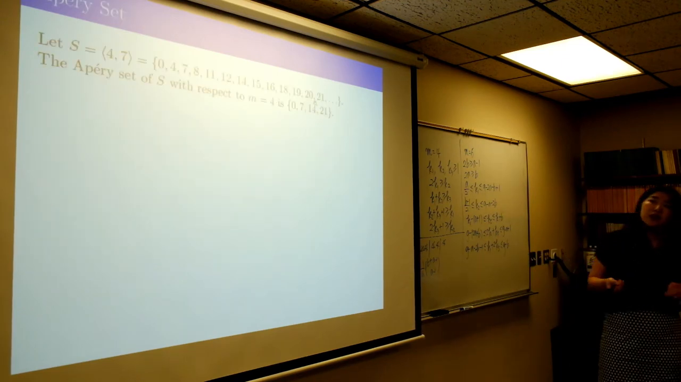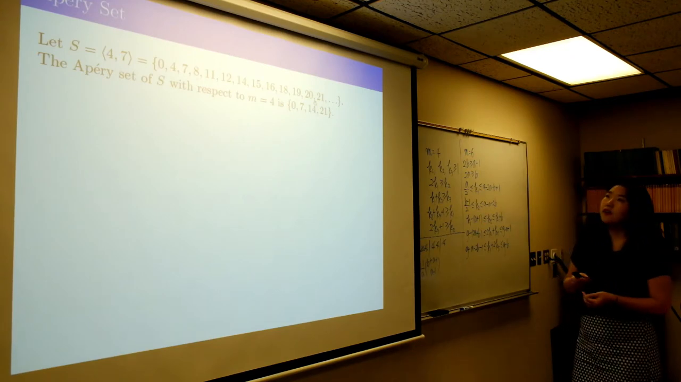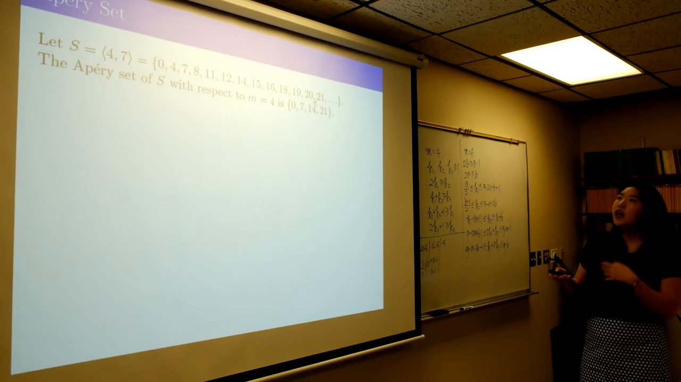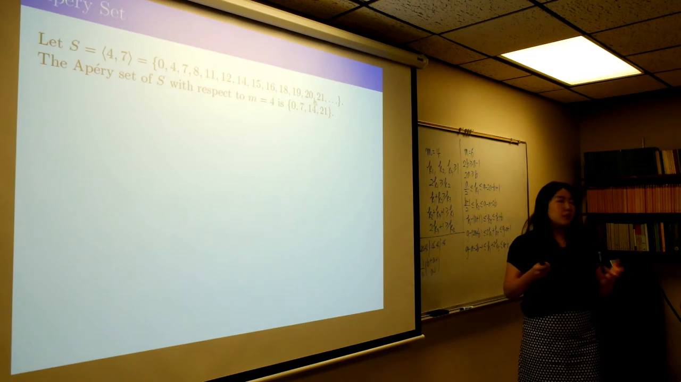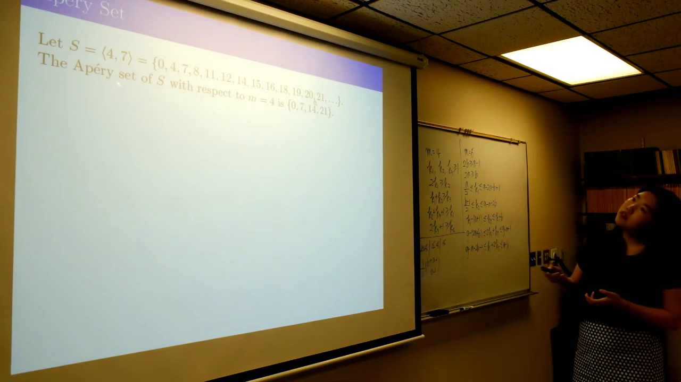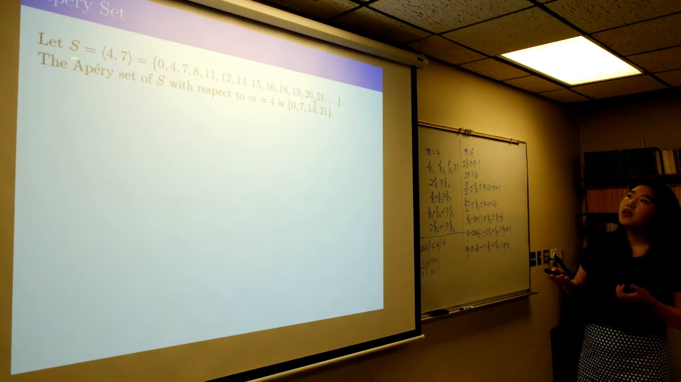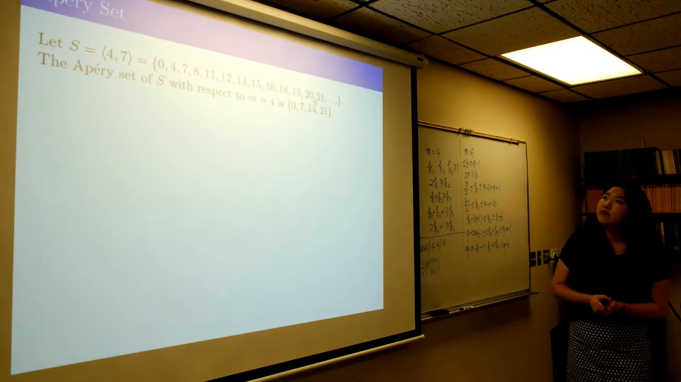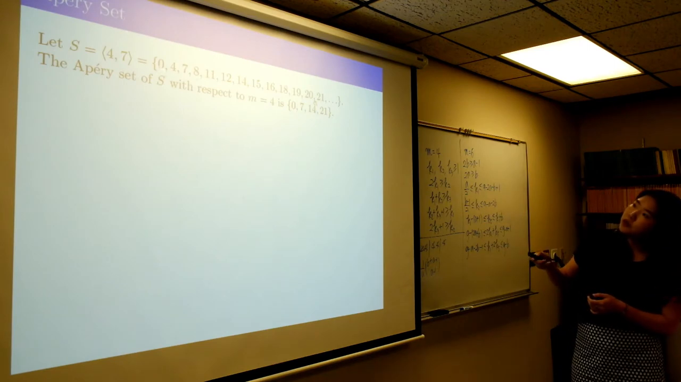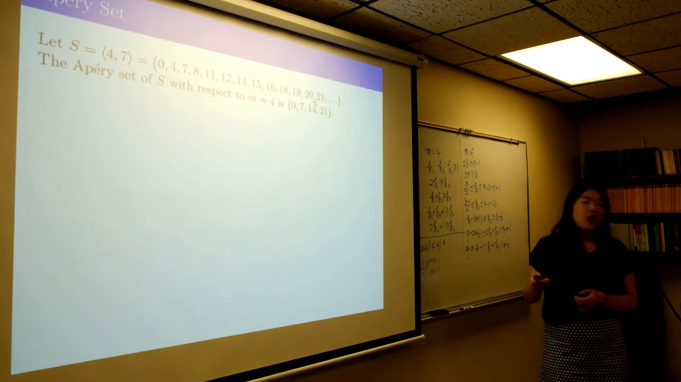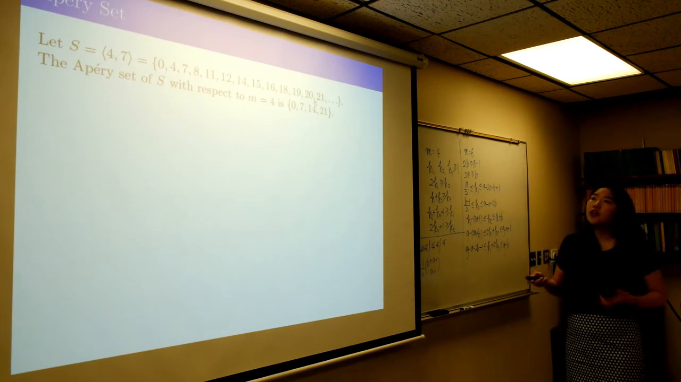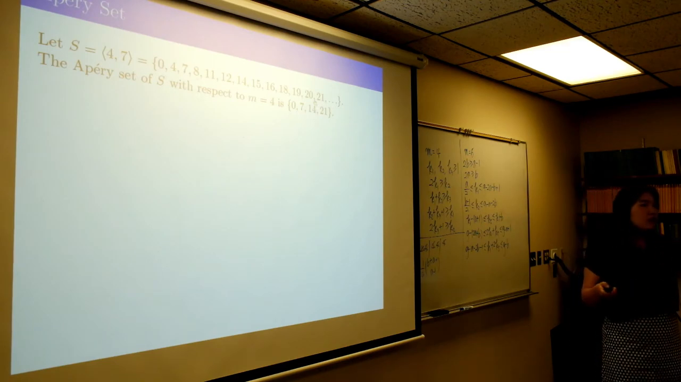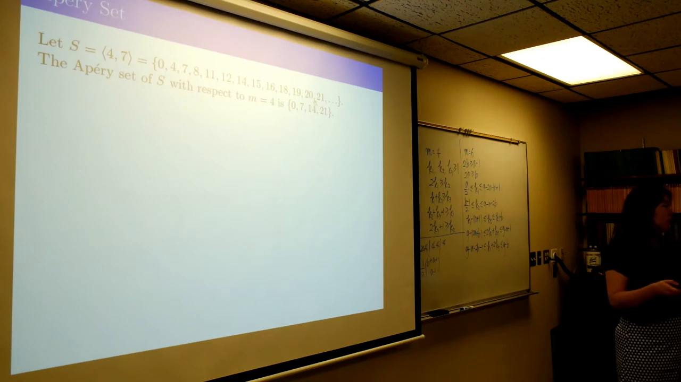To explain Kunz's theorem, I have to explain the Apéry set. For a given numerical semigroup, we can define the Apéry set using its multiplicity. So let me explain through the example here. S is a numerical semigroup generated by 4 and 7, and here we know that the multiplicity of S is 4. So for the Apéry set, we're going to collect the elements from the numerical semigroup that are the smallest number congruent to i mod the multiplicity.